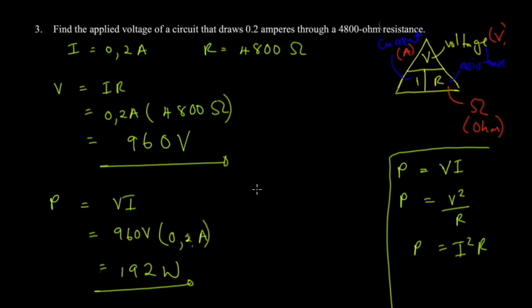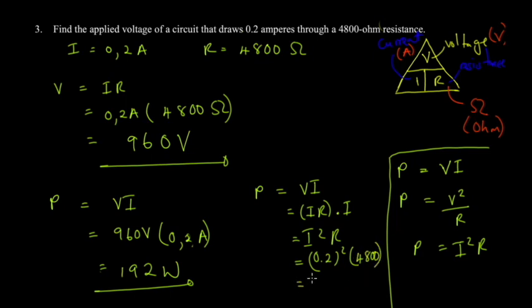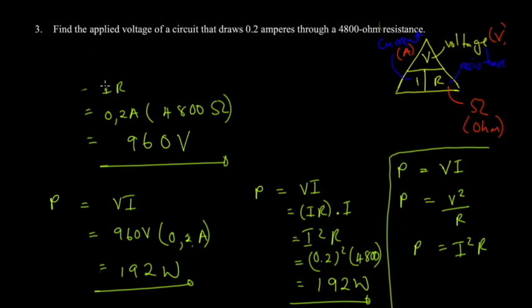So this is one way to go about it. Or you could have said, if you didn't do the step to find the voltage, you could have said VI, and then you'd realize I don't have the voltage, so voltage is equal to IR. So in place of V, you'd put IR here, multiplied by I. So you'd get I squared R, which is 0.2 squared times R, which is 4,800. So 0.2 by 0.2 by 4,800, and you'd get 192 again. So it's still the same thing, but here you didn't have to find the voltage first. And that's it. Let's move over to the next question.